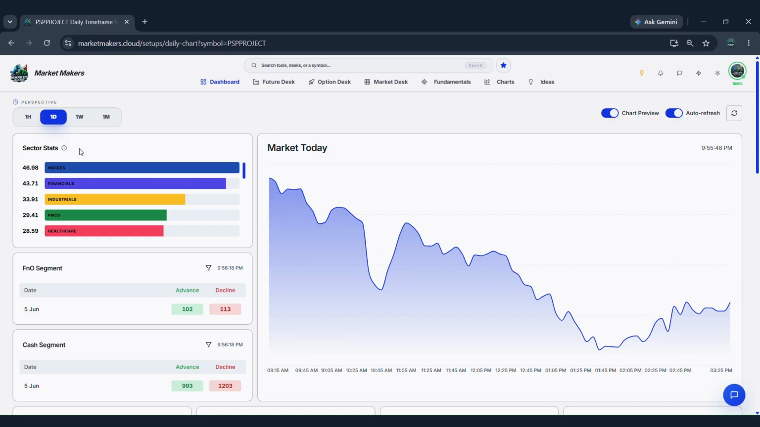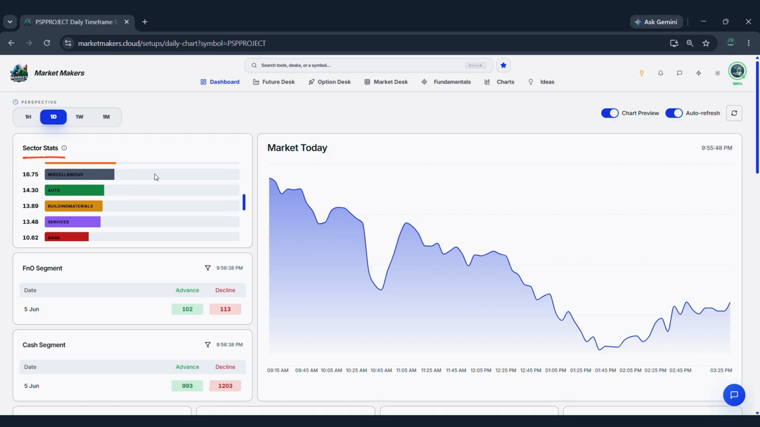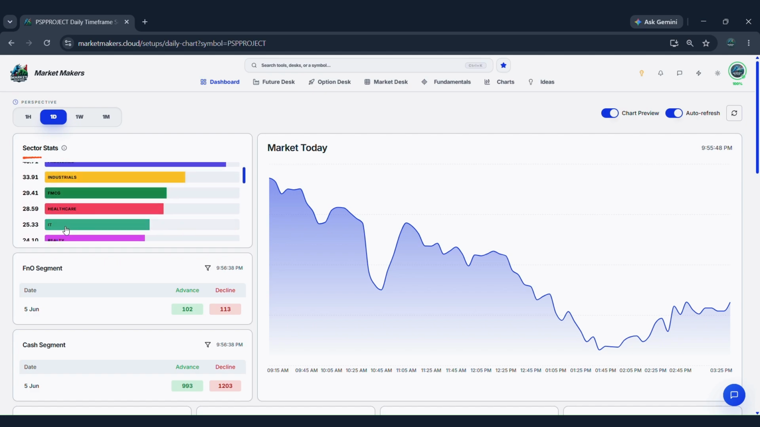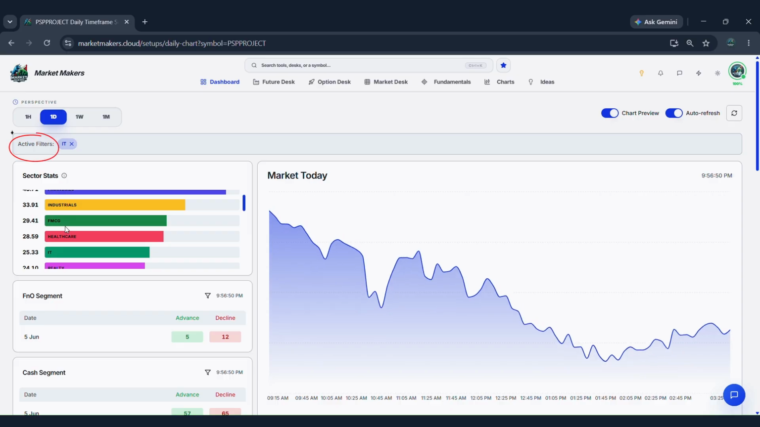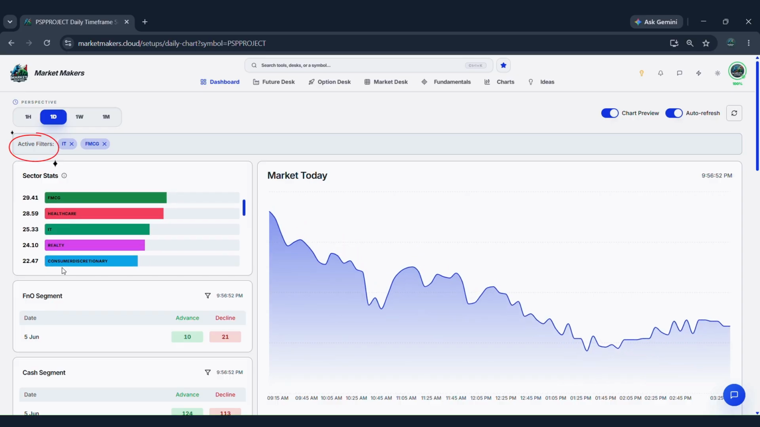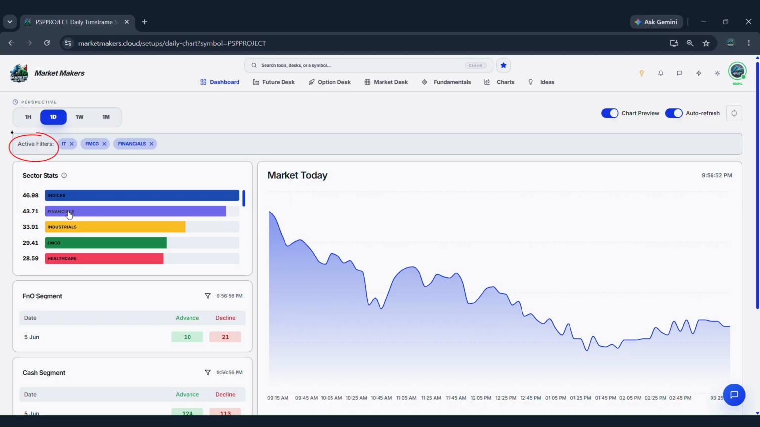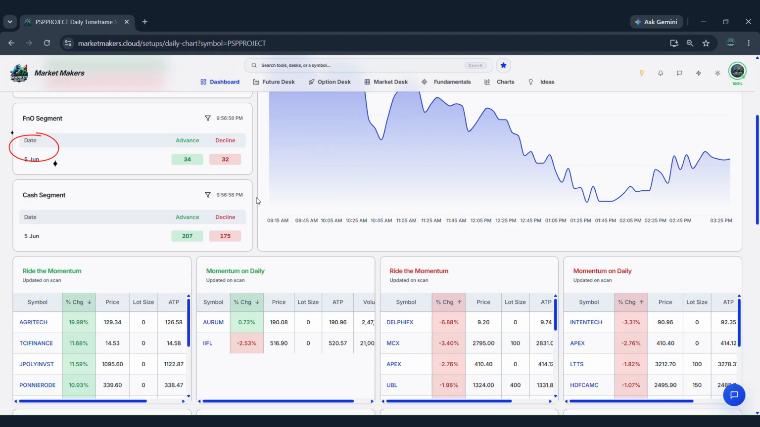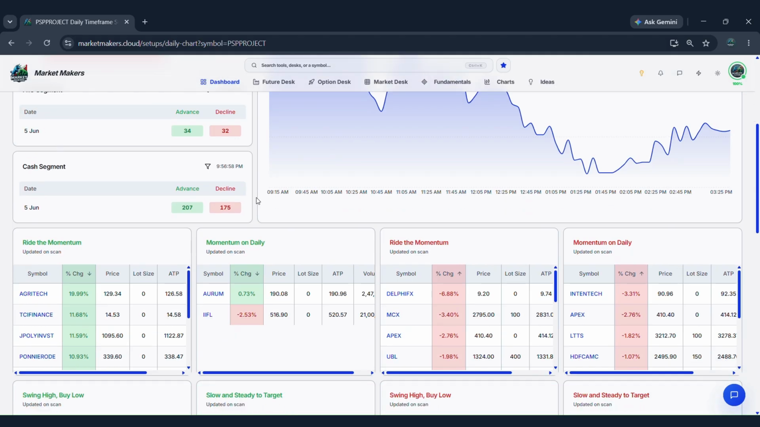Now let's focus on the left side. You can see sector stats. Most people think this is just a statistics section, but it's actually much more powerful than that. This is also a filter. With just one click, you can filter stocks based on sectors. For example, IT, financials, FMCG, industrials, and more. The moment you click any sector, all the stocks below automatically get filtered accordingly.